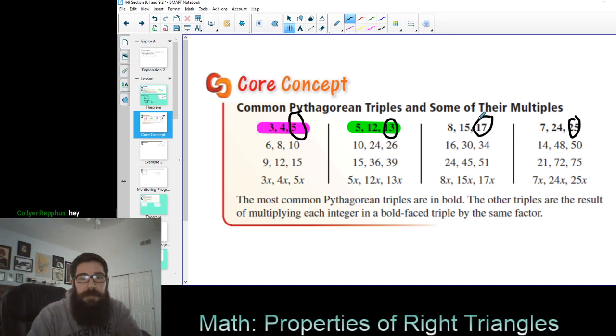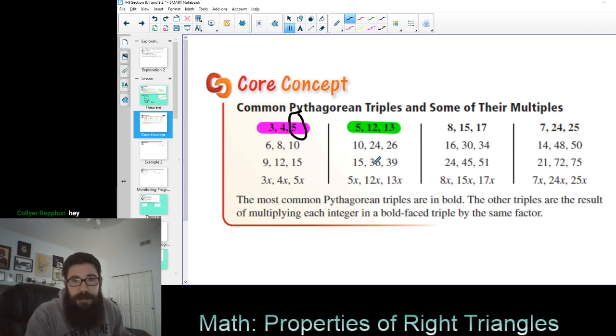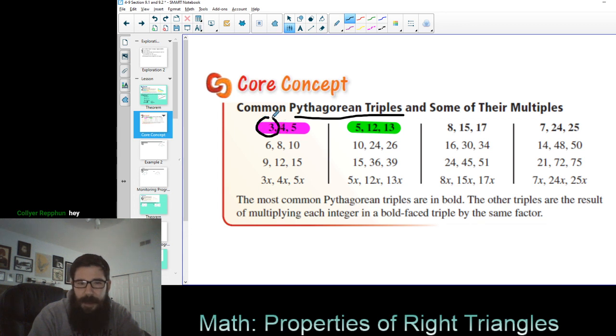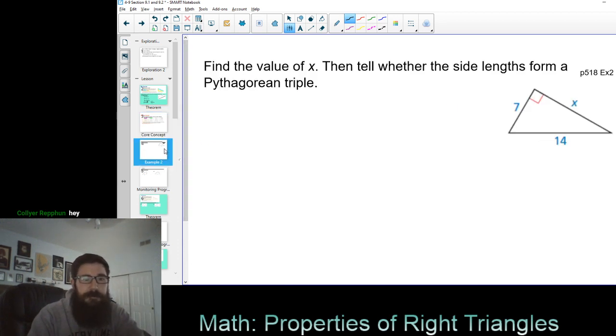You're not going to really see too many of these that are very far beyond that. Okay? Come back to this slide and reference it if you'd like. You do not have to memorize them. You can do the entire unit without them. Sometimes it's nice and handy. If you recognize you've got a leg of 3 and a hypotenuse of 5, my brain automatically goes to a 4 because I've just been working with these for such a long time.